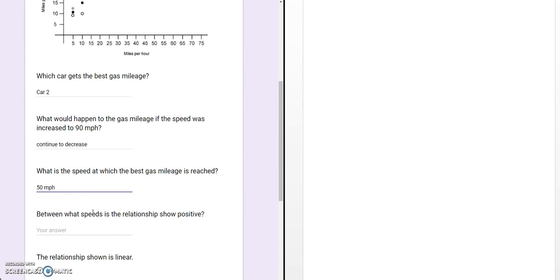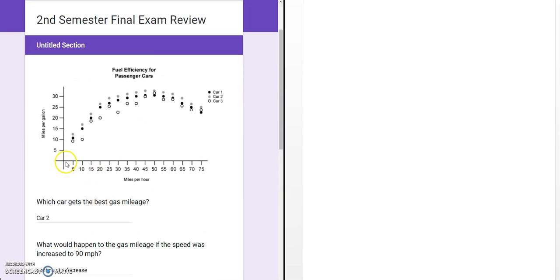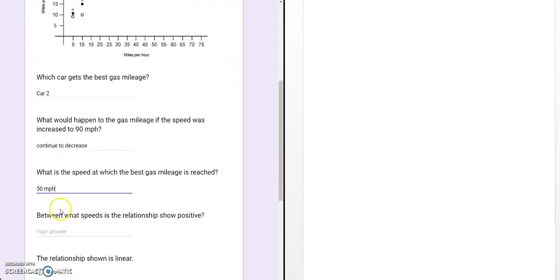Between what speeds does the relationship show to be positive? Well, if you notice here, that's between 0 and it looks like it starts to decline everywhere after 50. So from 0 to 50.